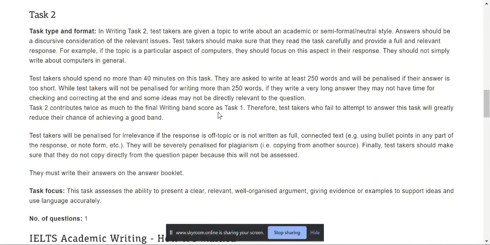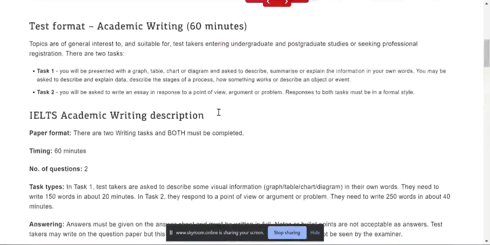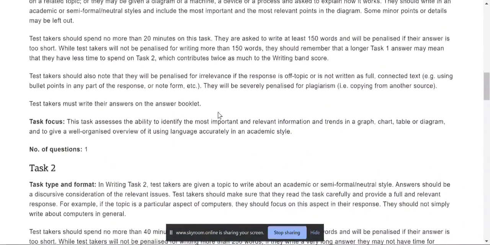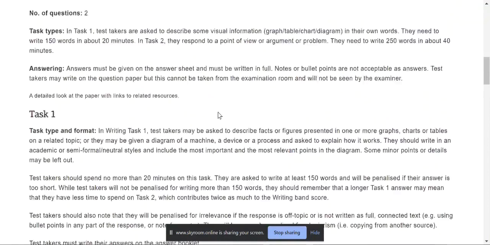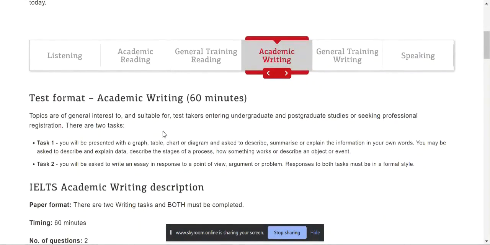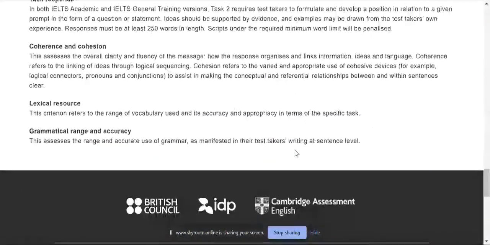But for those who want to take the general test, in task 2 we have the same part, both academic and general. We have the same second topic, but the first one is something like writing a letter to somewhere, like any office, any official, something like this. Okay, how do they evaluate the writing section?